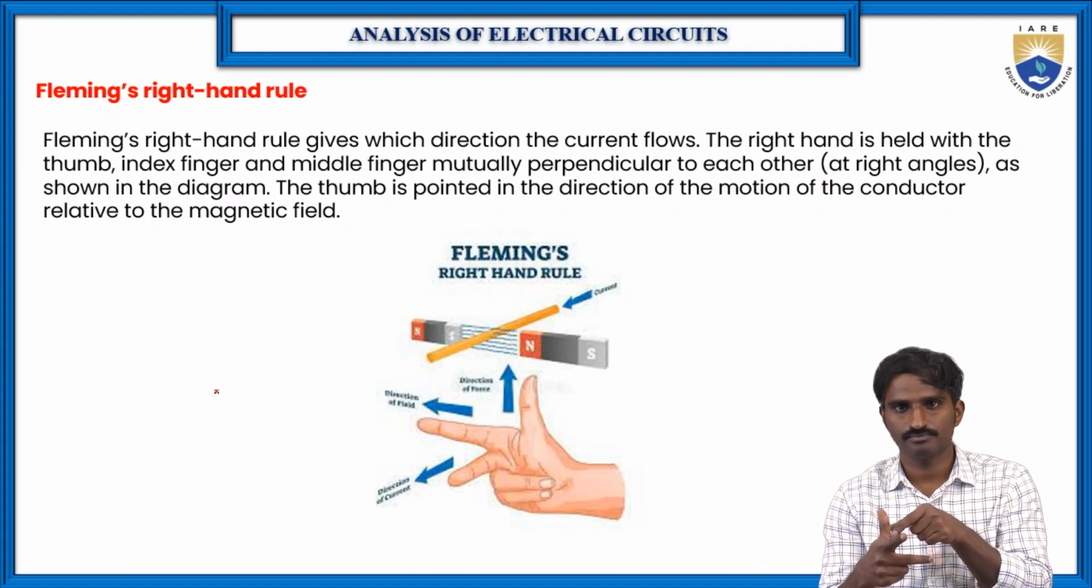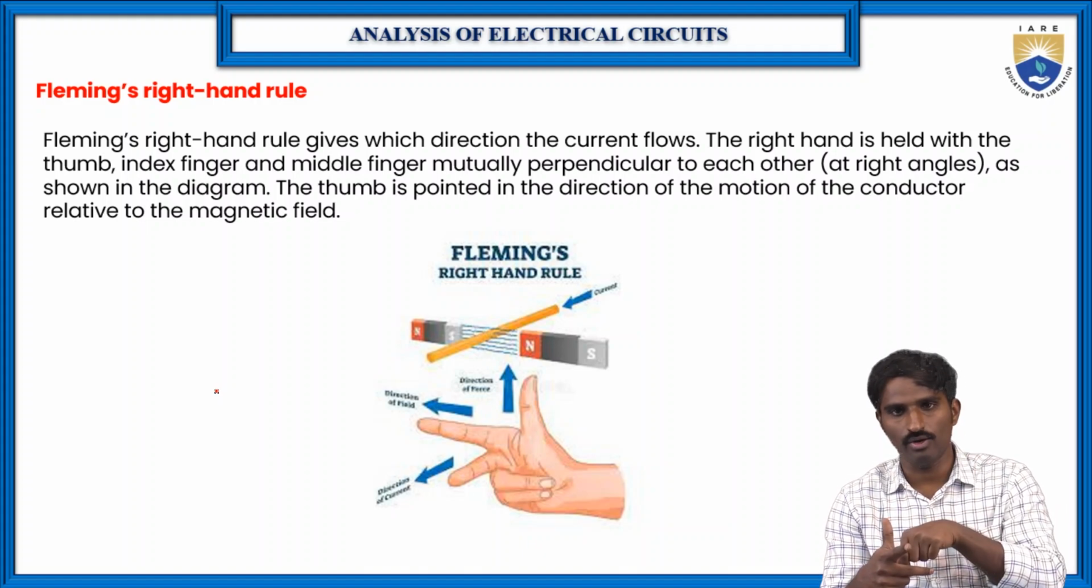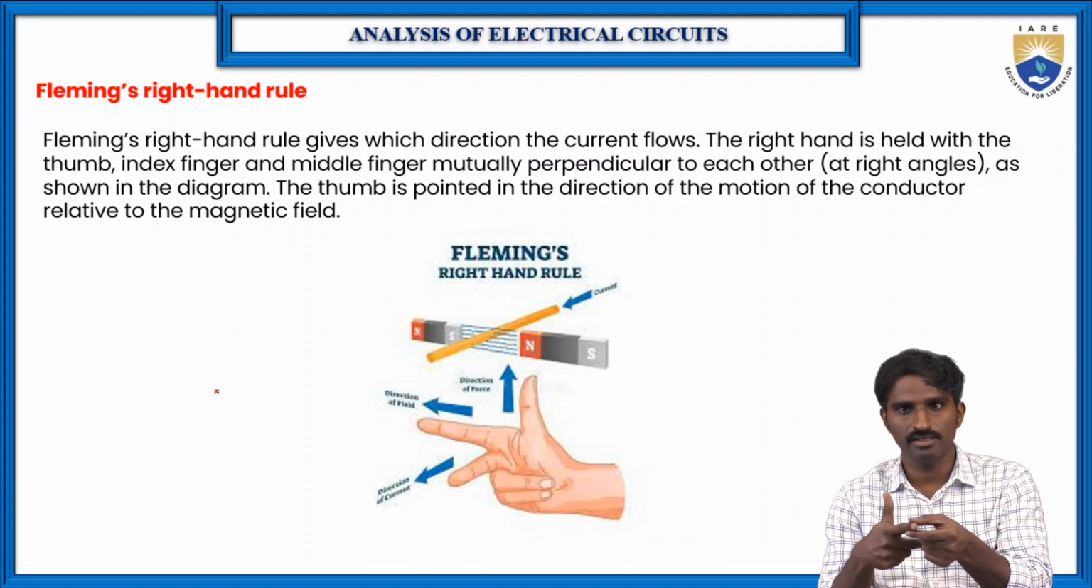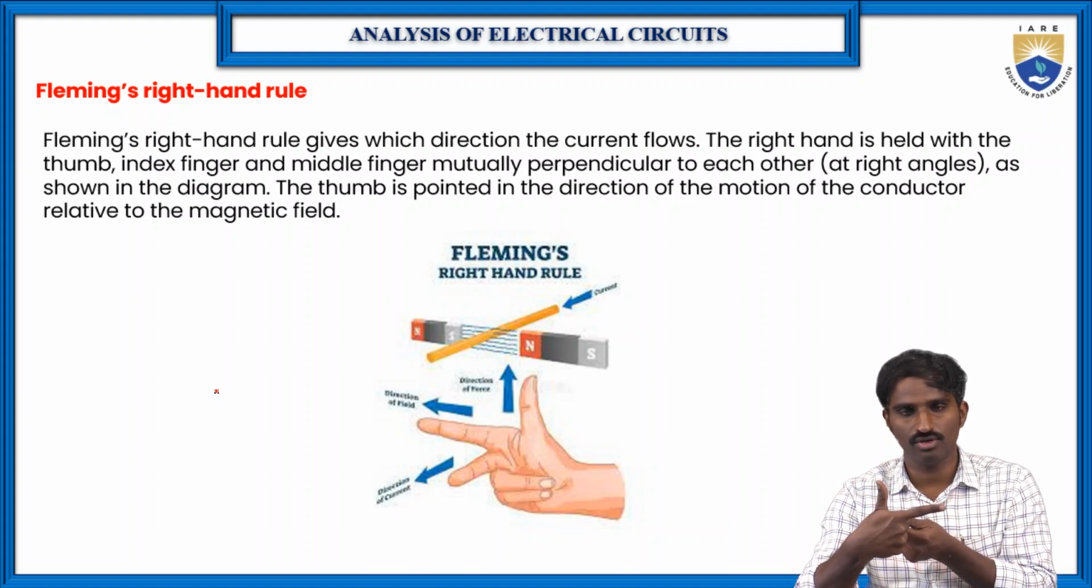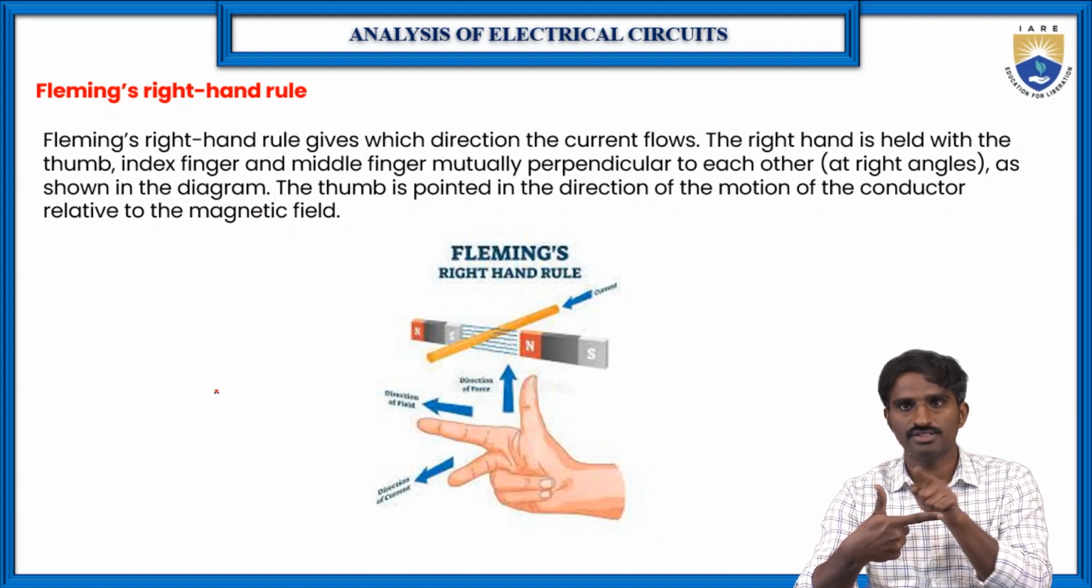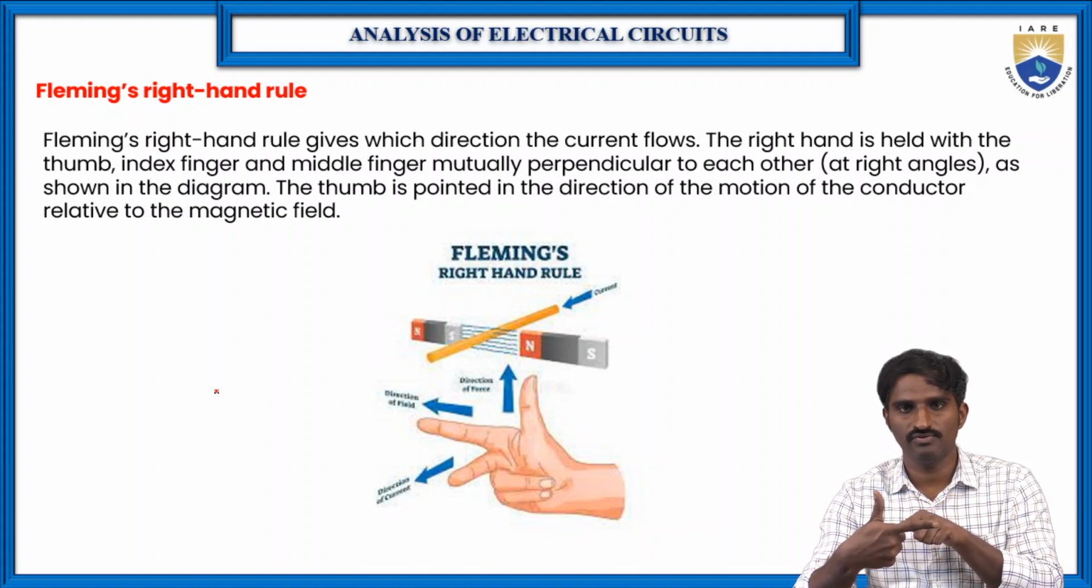So if you know any one of the directions, whether the force is moving upward or downward, and the forefinger represents the direction of the field, then we can know the other two directions. Or if you know the current flowing through the coil, then we can know the field direction and the force direction. So this is how Fleming's right hand rule works.